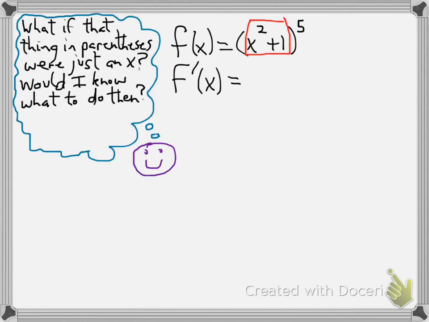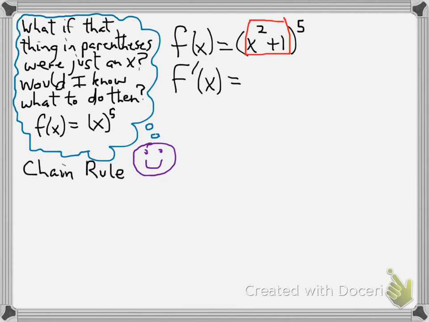In this case, if that box in parentheses became x, we would be looking at f of x equals just x to the 5th. And we would know how to take the derivative of that. By the power rule, the derivative of x to the 5th is 5x to the 4th. So if you have this thought bubble and you realize you would know what to do if only the thing in the parentheses was x, then you probably are going to want to use the chain rule.